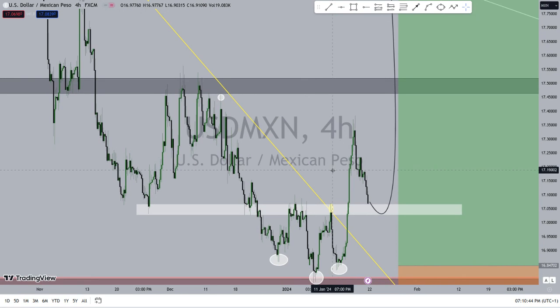So that's that for USD MXN. I call this trade live. Do your own analysis and see what price has to offer. This is a new week, so when price opens, we should be looking for price to come and retest this neckline to give us more bullish candles to the upside. So that's that for USD MXN.